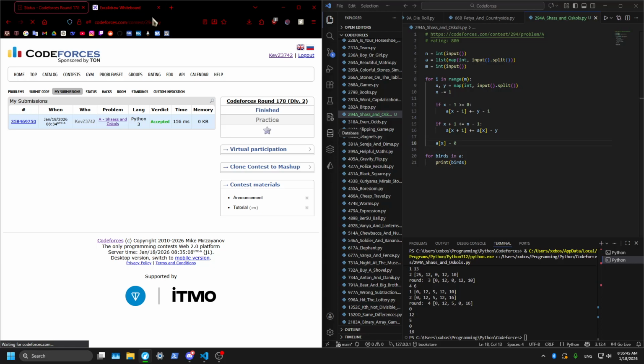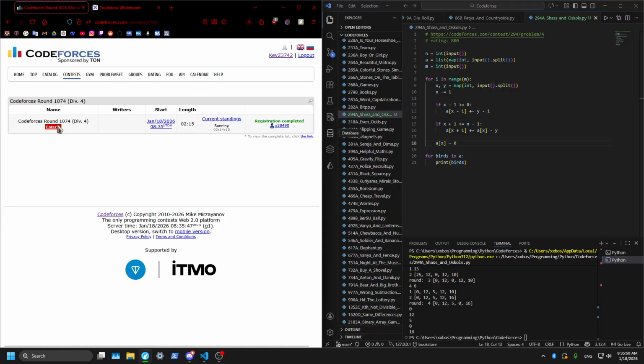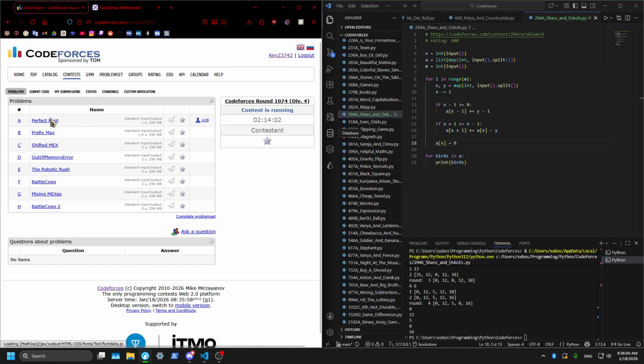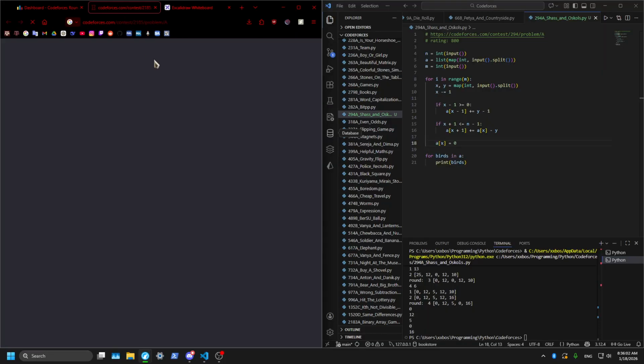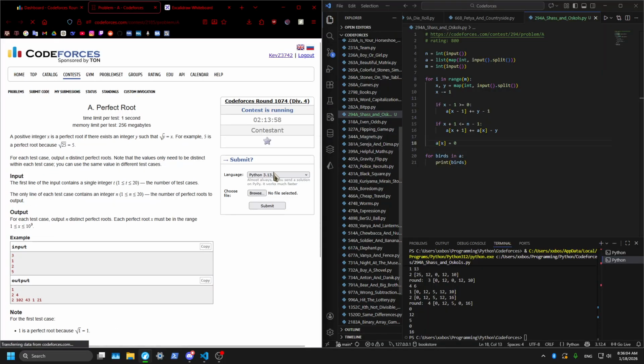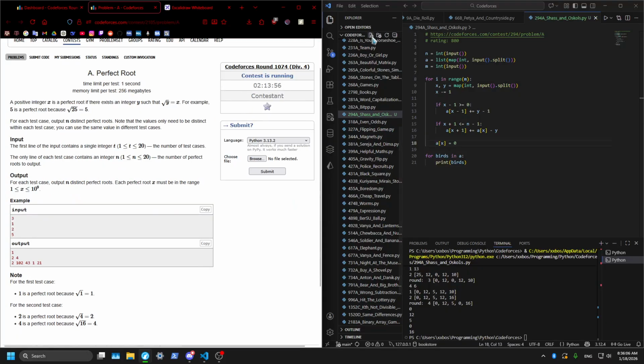But okay, the site is not loading. Come on, let me in. It's already started. I've lost a minute. Here we go. We're just gonna jump straight into it today. Perfect root.